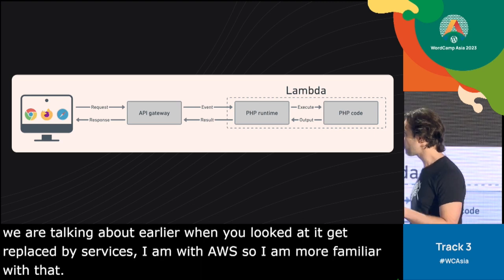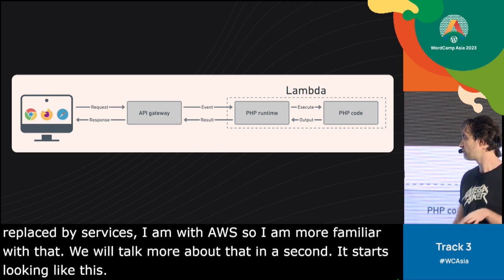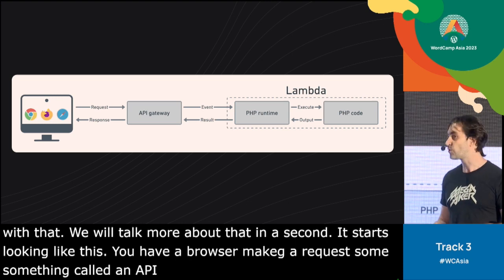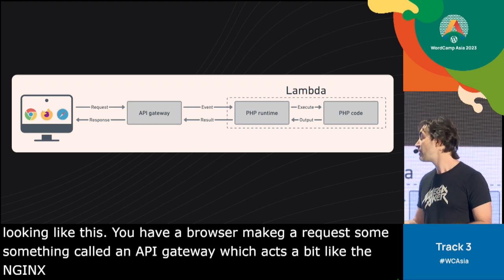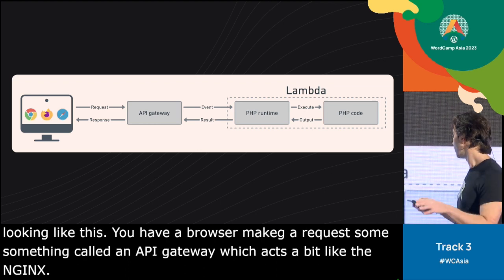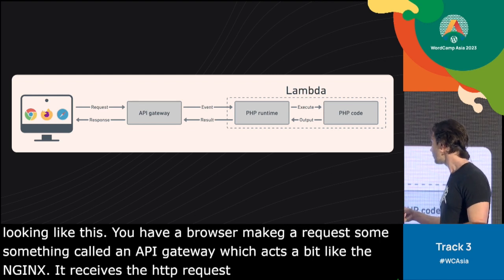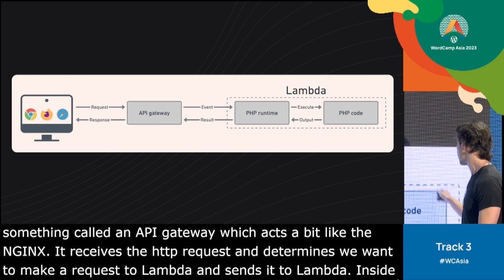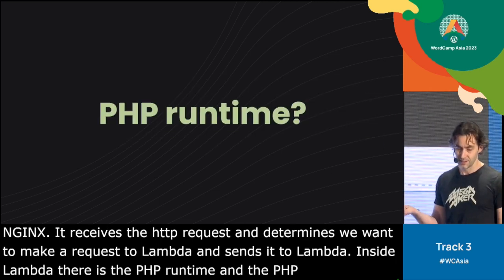So you have your browser making a request to something called an API Gateway, which acts a bit like your Nginx. It receives the HTTP request and determines, okay, what's going on right now? Oh, we want to make a request to Lambda, and sends it to Lambda. And then inside the Lambda, there's the PHP runtime and your PHP code. So your WordPress code would be here. And then there's the PHP runtime, which I'll explain in a second.